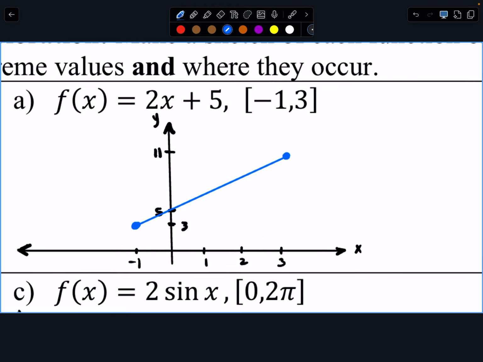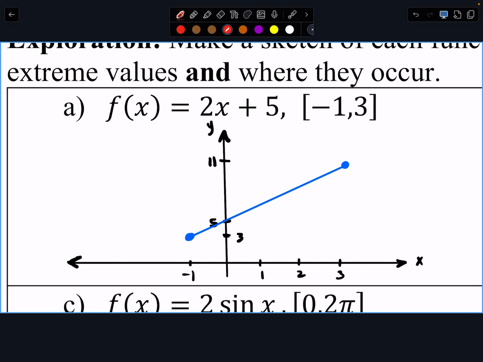What color do I want to use? We'll use red. So first of all, for f of x equals 2x plus 5, this linear function on the closed interval from -1 to 3, what is the minimum value of the function? It might be -1. What's the minimum function value? 3. We would say the min is equal to 3. It occurs at the point -1, 3. But the minimum is 3.